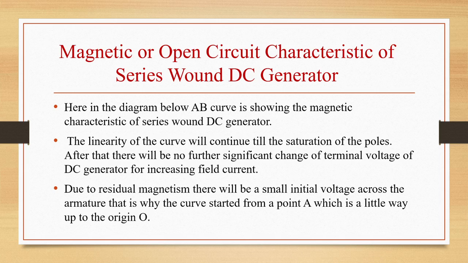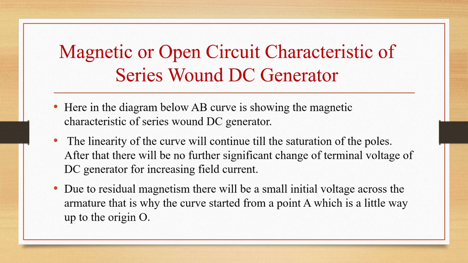Next, due to residual magnetism, there will be a small initial voltage across the armature. That is why the curve starts from point A, which is a little way away from the origin O. The same thing we have seen for the shunt generator, and now for series also we are seeing it here.